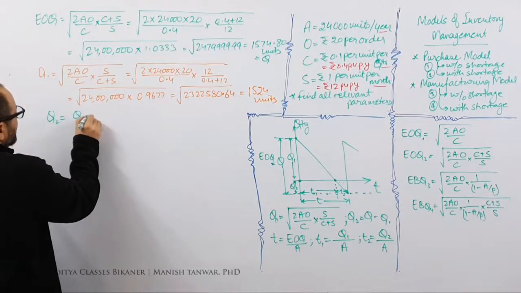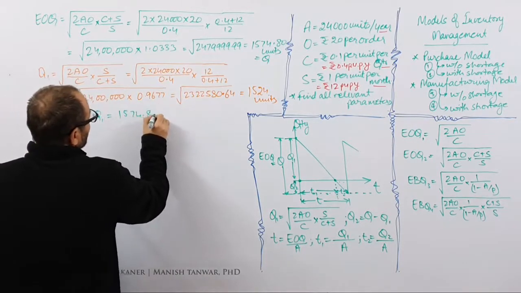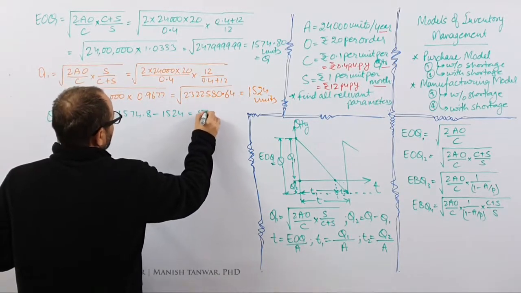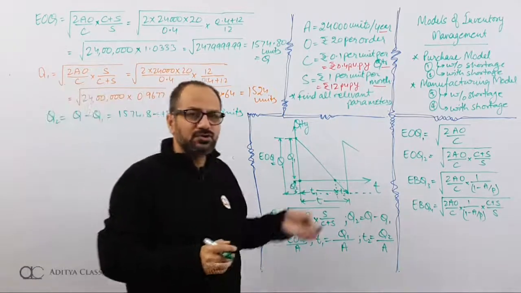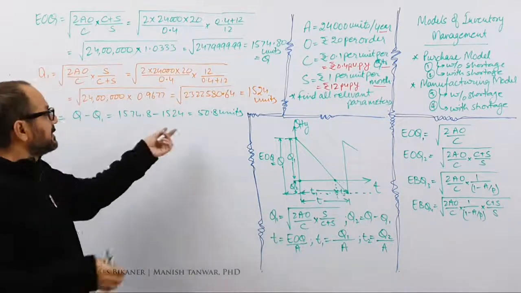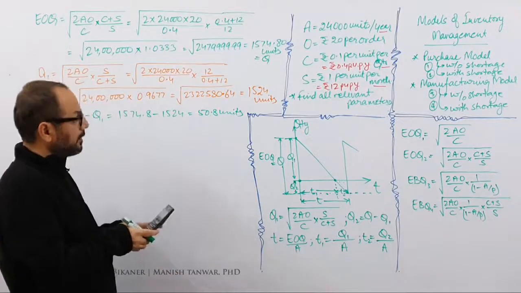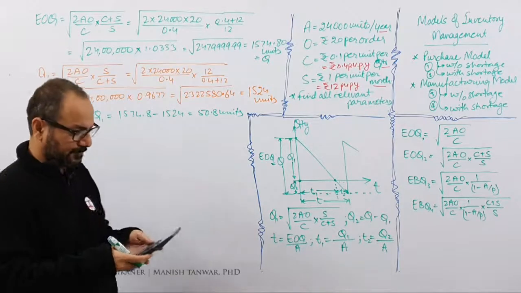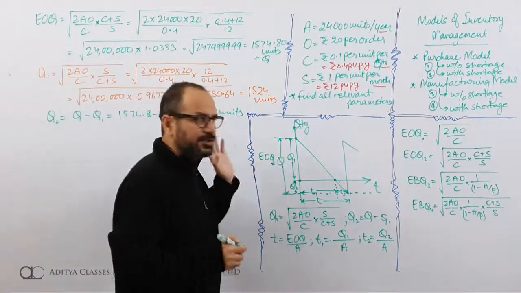Q2 would be Q minus Q1, making it 1574.8 minus 1524, making it 50.8 units. So the shortage that is permitted, the shortage we are exploiting, is 50.8 units. Let me just check: 1574.8 minus 1524 gives me 50.8. So I have all the quantities. I have EOQ, Q, Q1 and Q2.